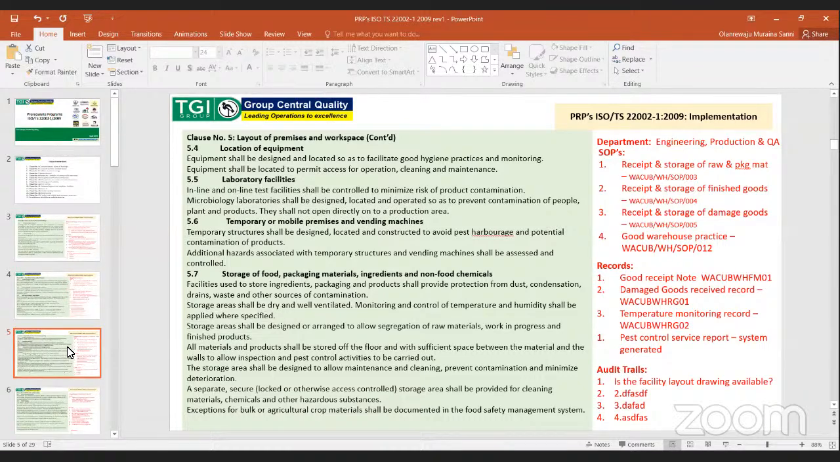We have been able to identify receipt and storage of raw material and packaging material in the warehouse. There's a procedure in place. Also, receipt and storage of finished goods in the warehouse, and receipt and storage of damaged goods also in the warehouse. Good warehouse practices, there's also a procedure for that. Then we have good records. We have goods received notes, WAKIF WFM 01. Then we have damaged goods received record, WAKIF WRG 01. We have temperature monitoring record, which is WAKIF warehouse RG 02. Then we have pest control service report as generated system-wide too.